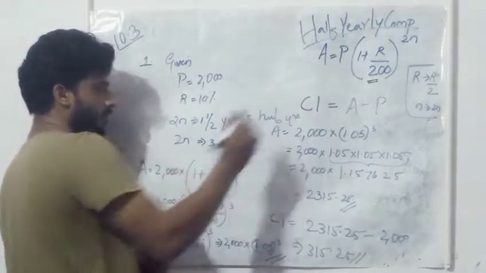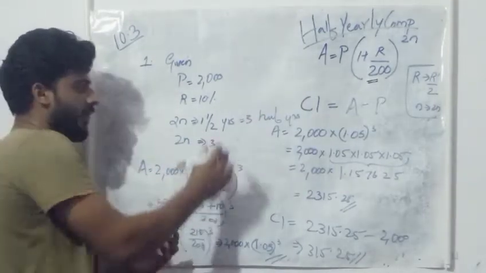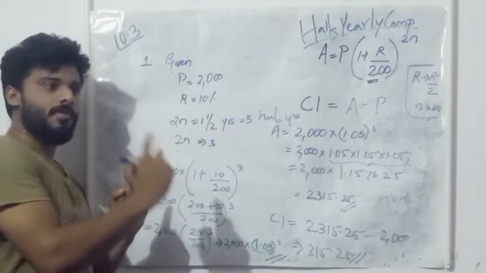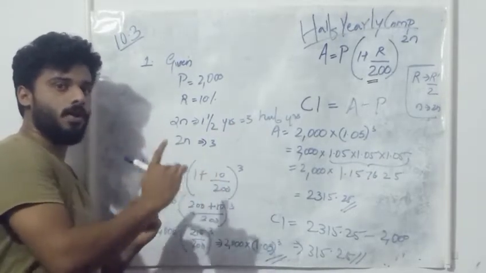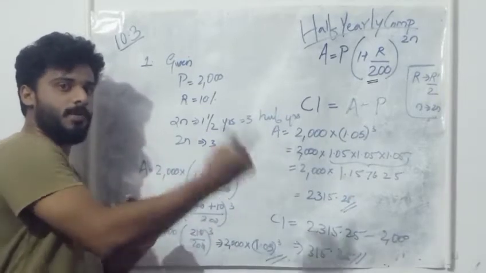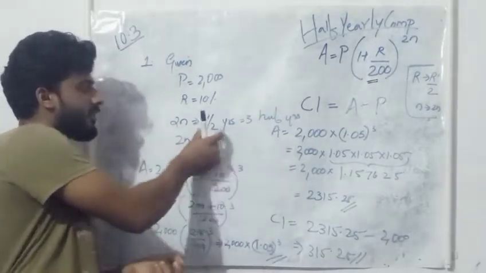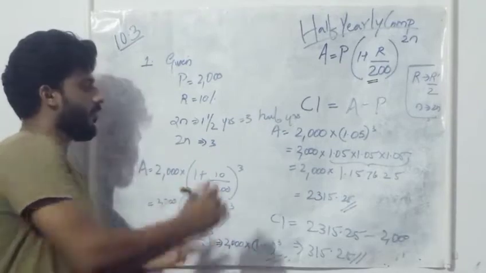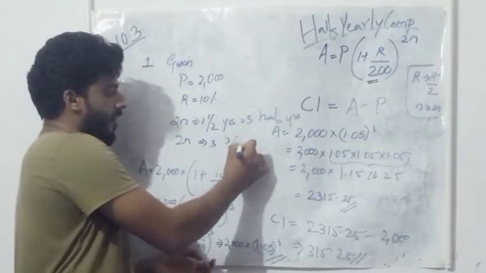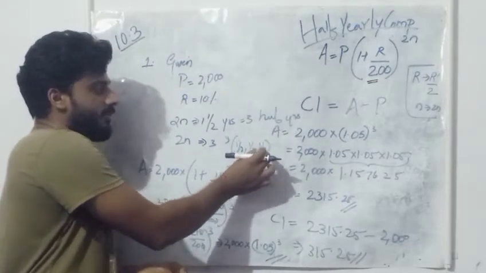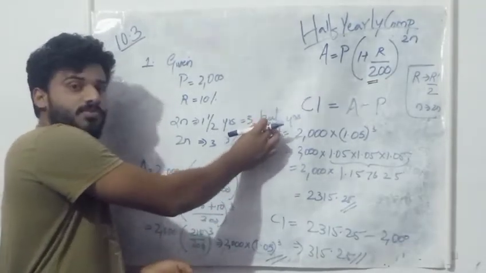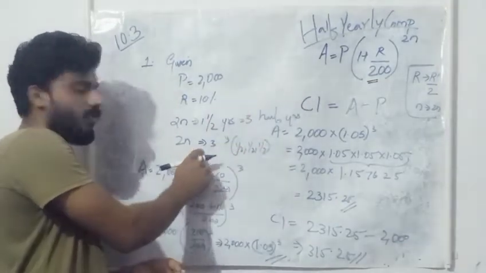First half, second half, half plus half is 1, and the next half, 1 and 1.5. That is the same as 3 half years. It can also be written as 3 half years. So the 2n will be 3.